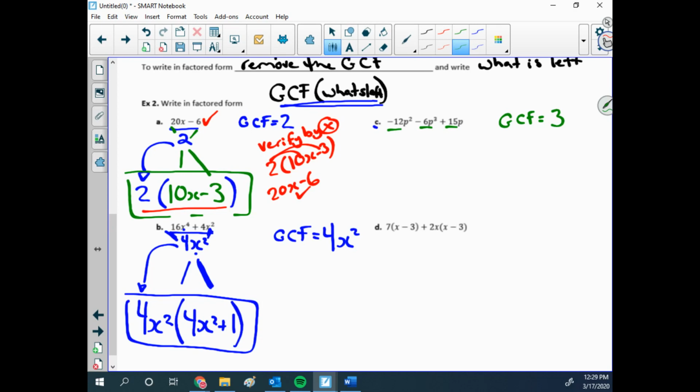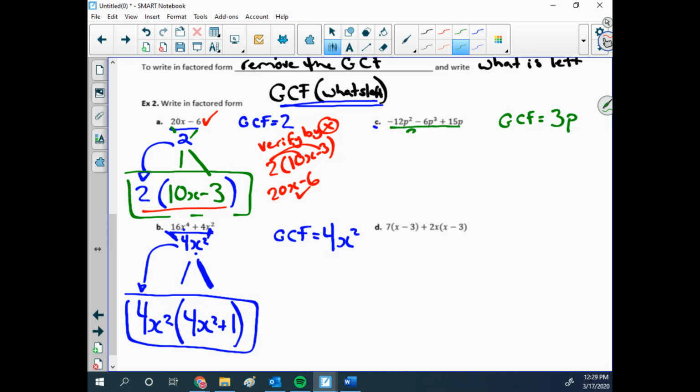Then between these terms, p squared, p cubed, and p, how many p's could I remove evenly? Well, that would just be 1. So there's my greatest common factor. If you got that, but you didn't write it in factored form, try and pause the video again here and finish in factored form and then compare your answer.